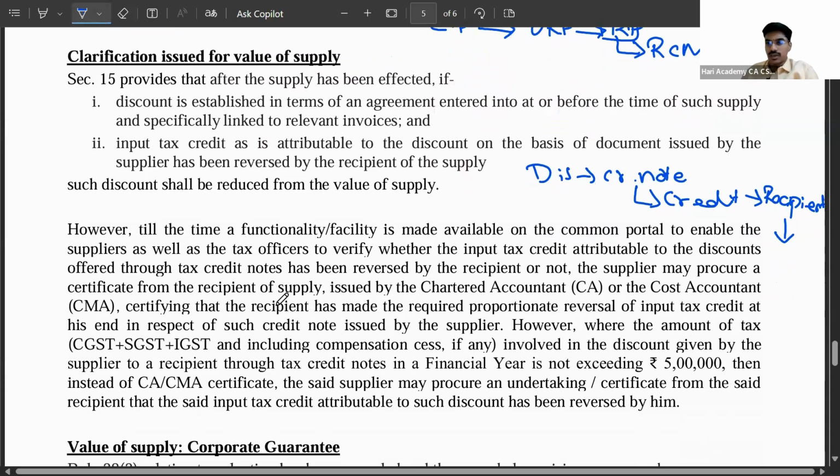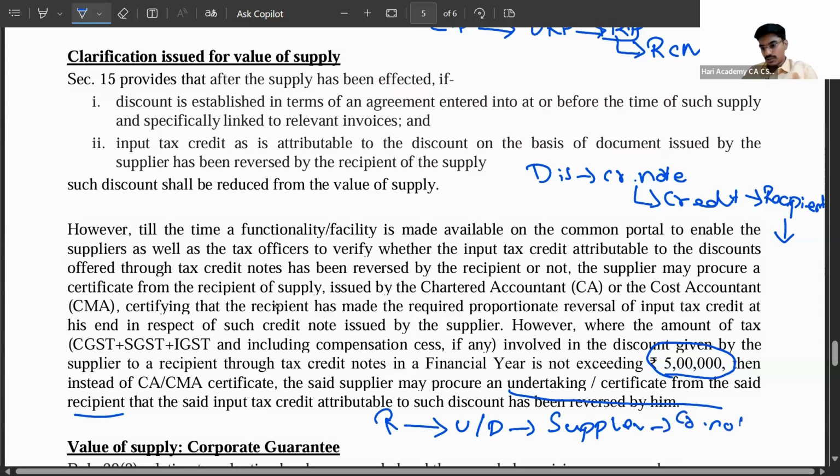And now there is a portal based on IFF and other things that is happening. But for previous periods, what they have said is, the supplier has to get a CA certificate if the credit involved is more than 5 lakhs. If not, he has to get an undertaking or certificate from the supplier. Sorry, the recipient. So the recipient has to give an undertaking or declaration to the supplier that in respect of such credit notes, the credit has been reversed.